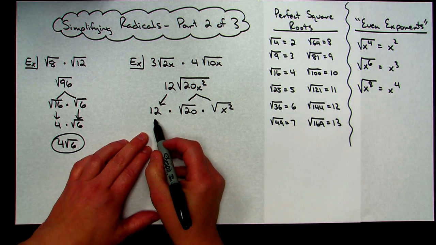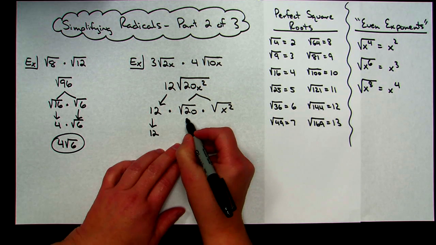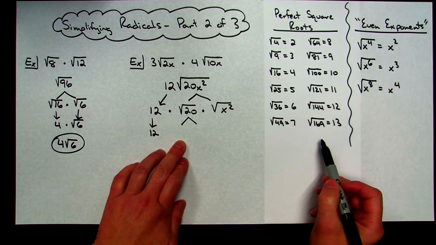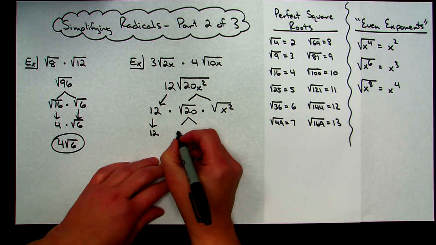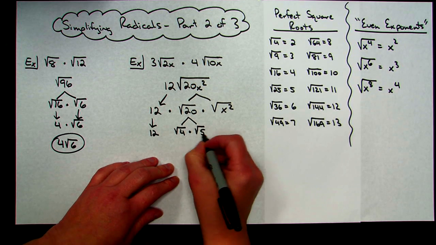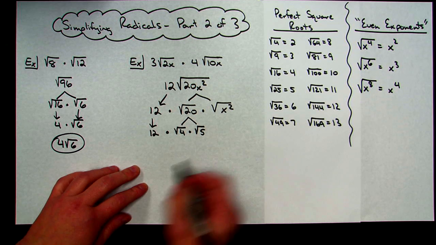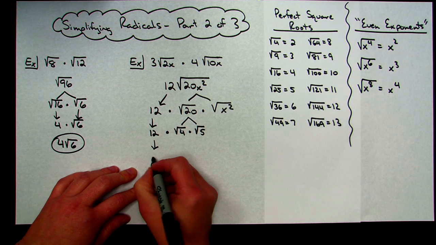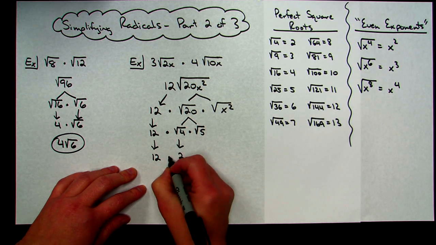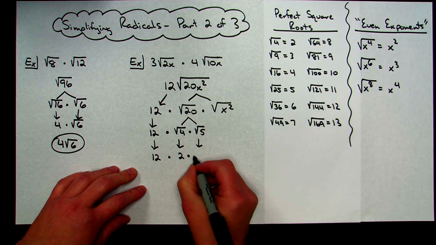The 12, like I said, is done. He's just going to come straight down. All right, now this radical 20, I want to come up with the biggest perfect square from this list that will go into 20. Turns out that it is the square root of 4 times the square root of 5. 4 times 5 is 20. Okay, and then let's go ahead and finish this before I start over there. The 12 is going to come straight down. The square root of 4 is 2, which is what I wanted. That square root of 5 there is as simplified as it can get.